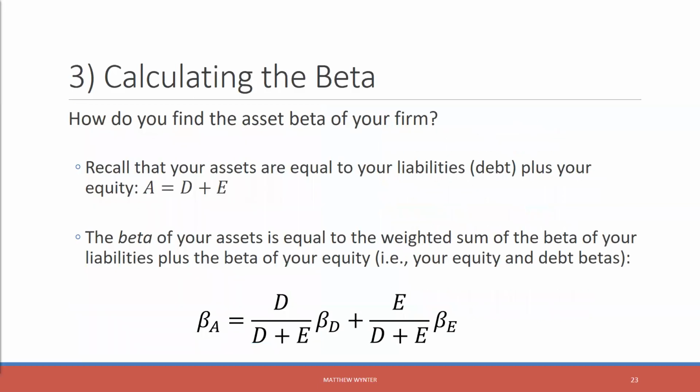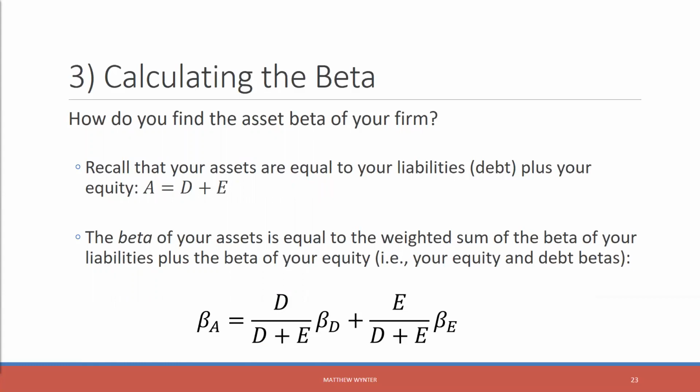Okay, how do we calculate an asset beta? Remember that your assets equal your debt plus your equity. Your asset beta is going to be a weighted average of the beta of your debt and the beta of your equity. How are we going to weight it?